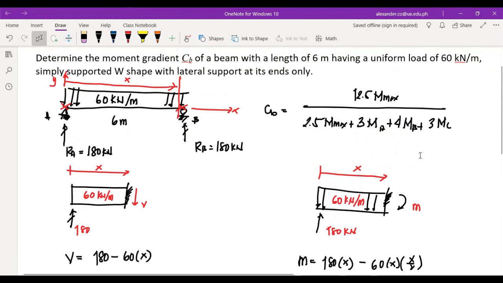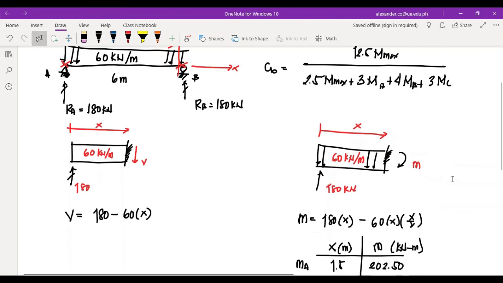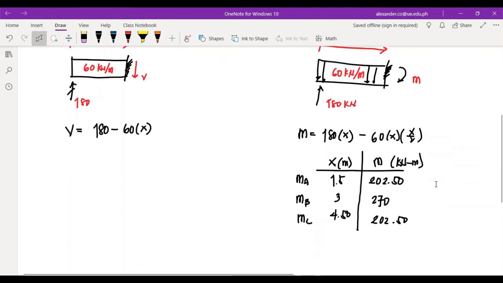What is the definition of Mmax again? It's the absolute value of the maximum moment within the unbraced length. This is our unbraced length, from 0 to 6. What is the maximum moment at that point? Obviously it's 270. We were taught in mechanics of deformable bodies that when the value of shear is equal to 0, then the moment is maximum.